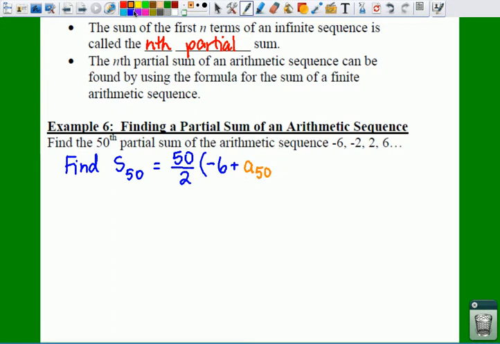We need A sub 50. So you're actually going to have to use your other equation that we used previously, not in example 5, but in example 4. You have to use A sub n equals A sub 1 plus n minus 1 times d to find A sub 50.